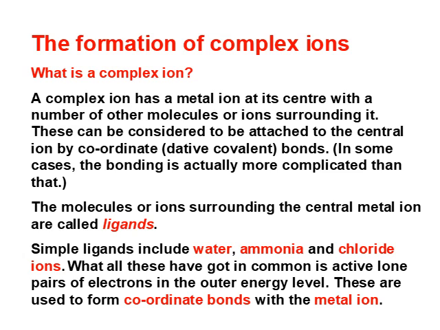Now, formation of complex ions. As we know, transition elements form complex ions. What is a complex ion? A complex ion has a metal ion at its center with a number of other molecules or ions surrounding it. These can be considered to be attached to the central ion by coordinate bonds. The molecules or ions surrounding the central metal ion are called ligands. Simple ligands include water, ammonia, and chloride ions or any halide ions. What all these have in common is an active lone pair of electrons in the outer energy level. These are used to form a coordinate bond with the metal ion.